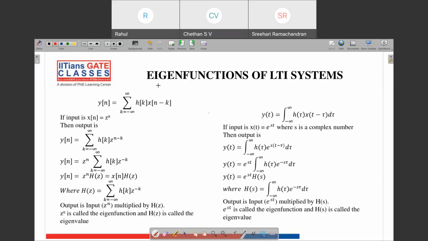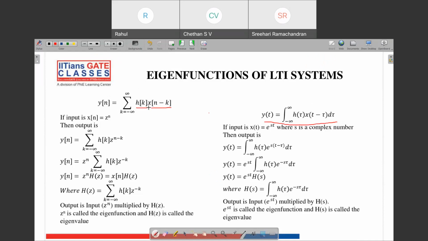So today, this is the eigenfunction of the LTI system. That is the topic that we are going through now. For the LTI system, we know that the output is given as the convolution of the impulse response and the input, and this is for the continuous time system. And this is for the discrete time system.